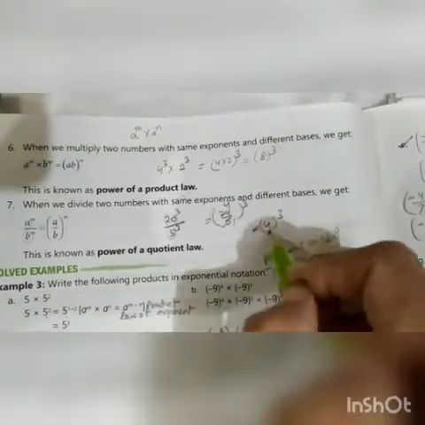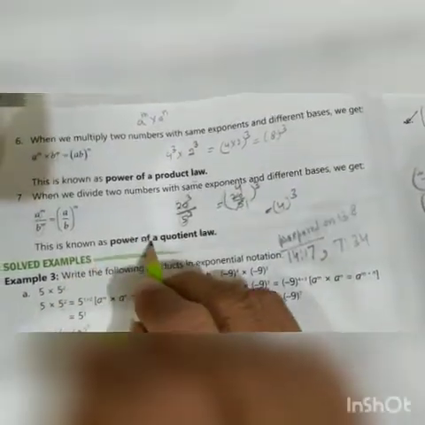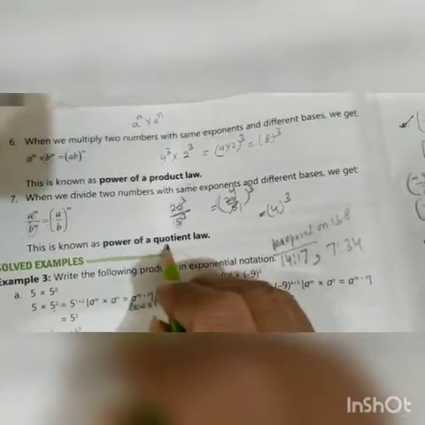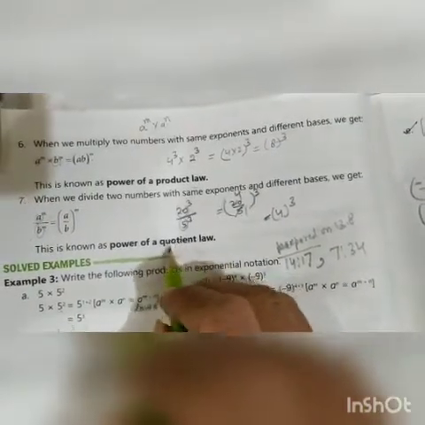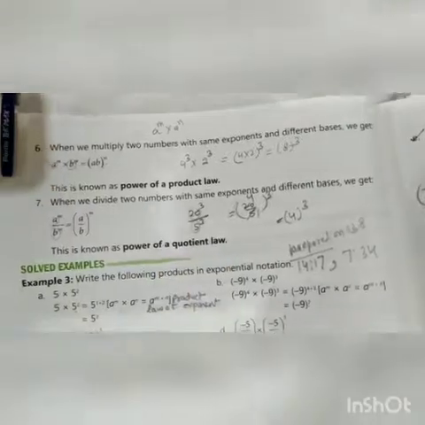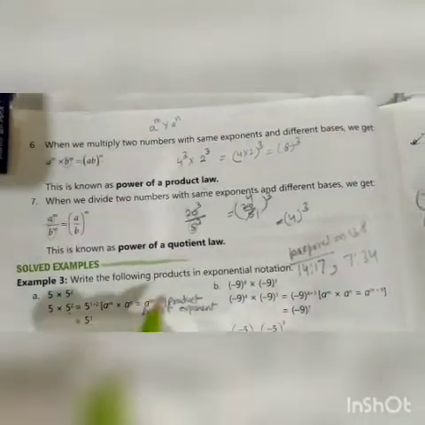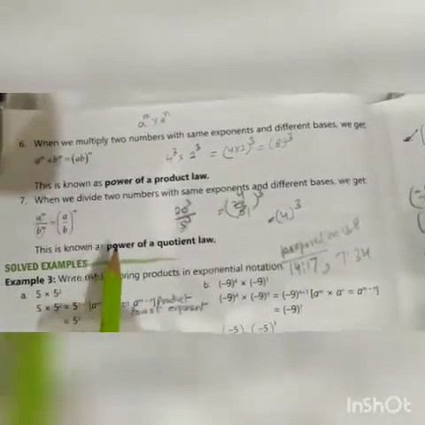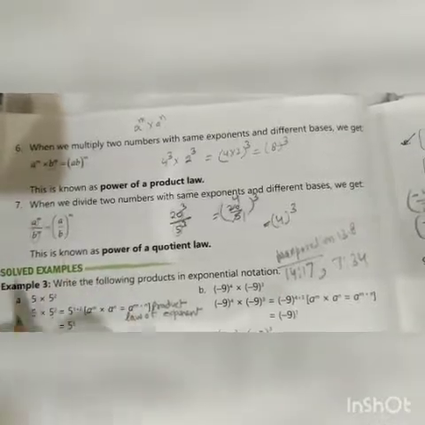So it is 4 power 3. This is known as power of quotient law. When we get a quotient in division, it is the power of a quotient law. So these are the 7 laws which I explained to you. Now in this exercise 4b we will use these laws and solve these questions.